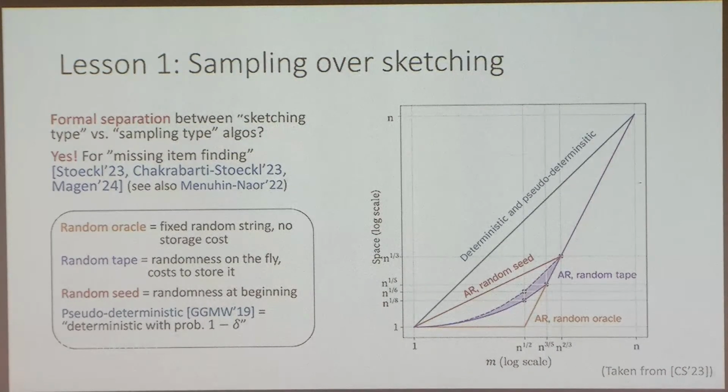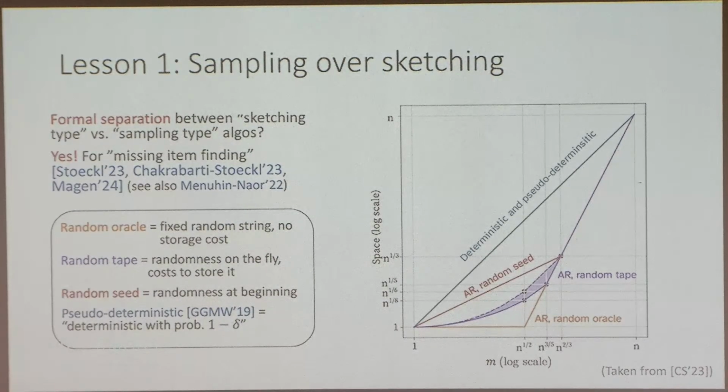several models of randomness, starting from the strongest model of randomness, which is the random oracle. The random oracle model, which I guess is more standard in the literature, assumes that we have a fixed random string that is always available to the algorithm. There is no storage cost associated with accessing this random string.